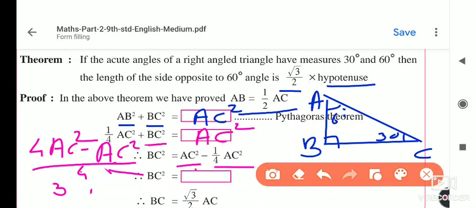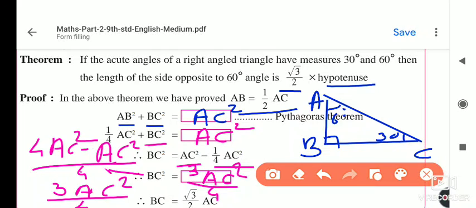So here 3 AC square upon 4 is there, and if you take the square root of this, you will get BC is equal to root 3 upon 2 AC. In that way we have to prove that. So here BC square is equal to 3 AC square upon 4, and after taking the square root of this, you will get the proof you want. So all of you, I think all of this was written yesterday only, but this is the proof given in your textbook.